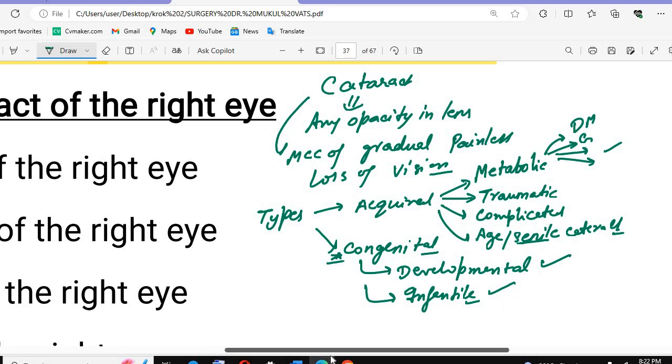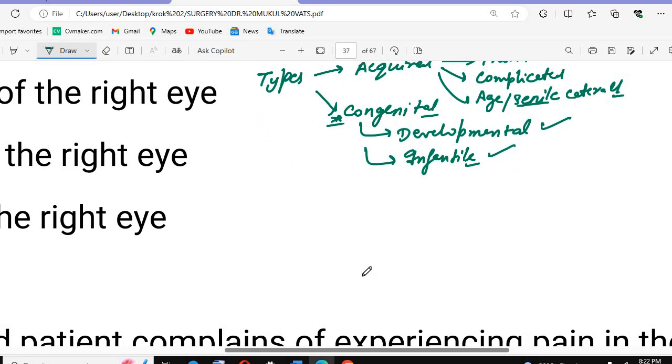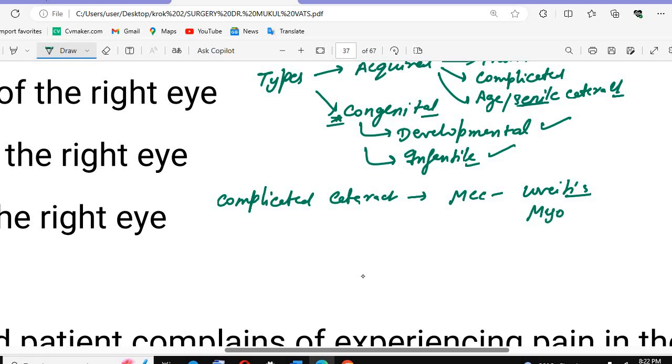So after that, remember that if we talk about the congenital cataracts, if we talk about the complicated cataracts, we see the most common cause will be the uveitis. The most common cause will be the uveitis, and another cause will be the myopia.